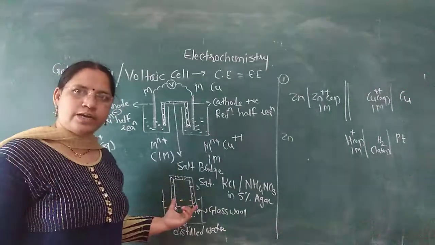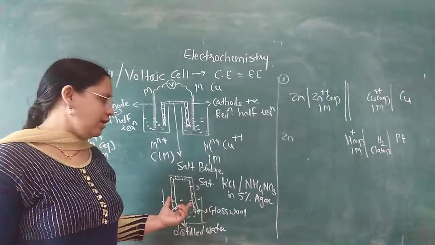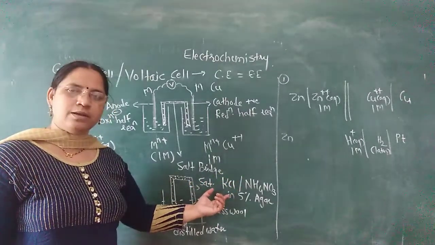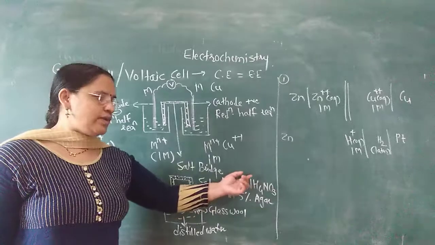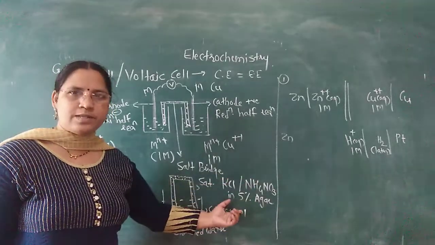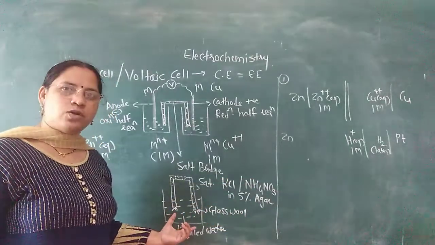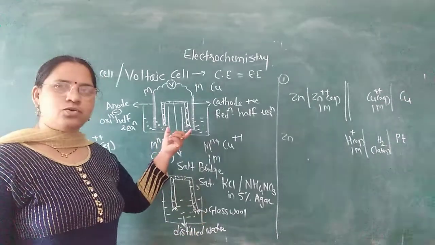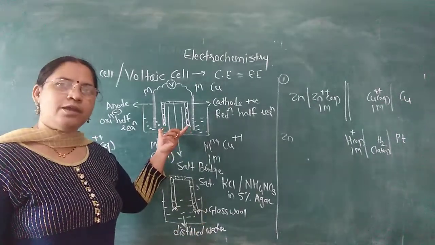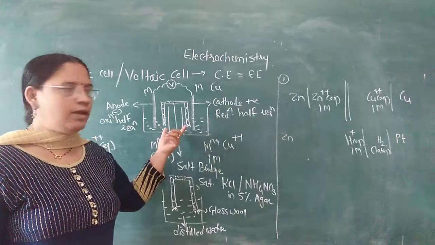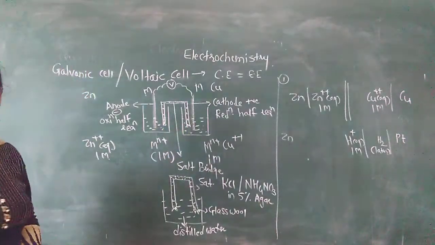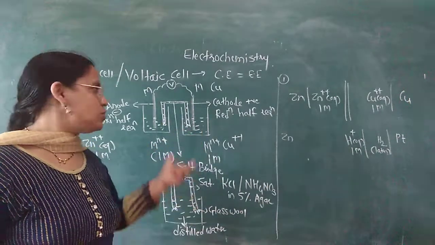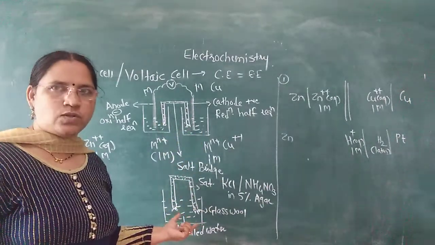Salt bridge is an inverted U-shaped glass tube containing saturated solution of KCl or ammonium nitrate in 5% agar solution. Ends of the salt bridge are closed with glass wool. Function of salt bridge: it connects the two half cells in a galvanic cell, it maintains the electrical neutrality, and it prevents the mixing of two solutions. So these are the functions of the salt bridge.